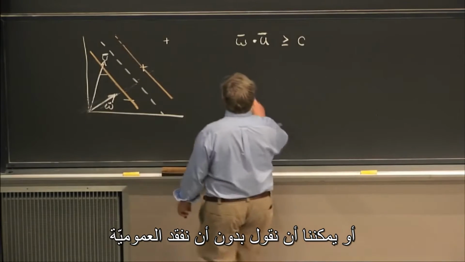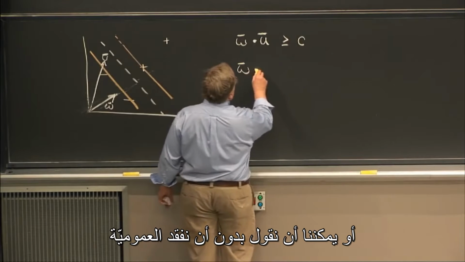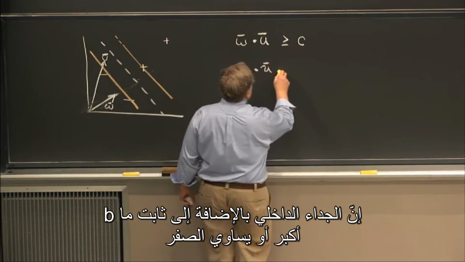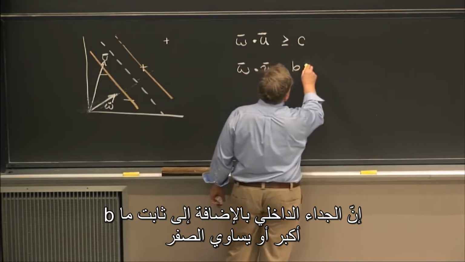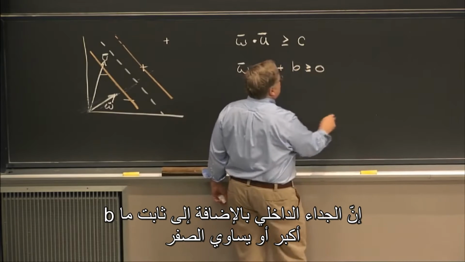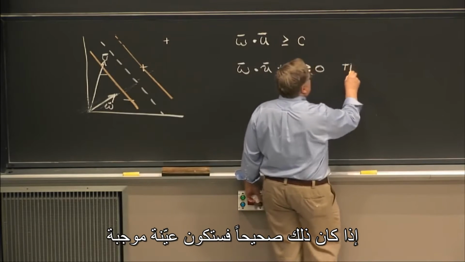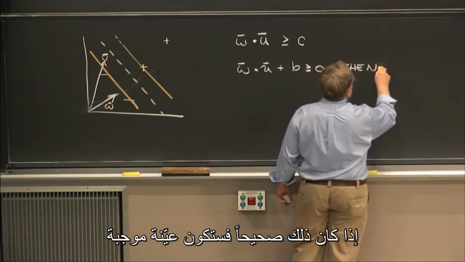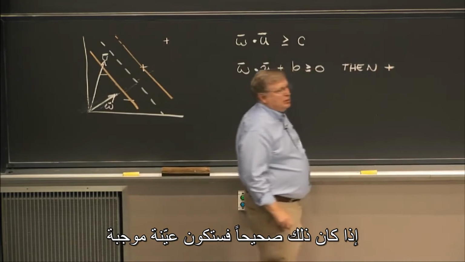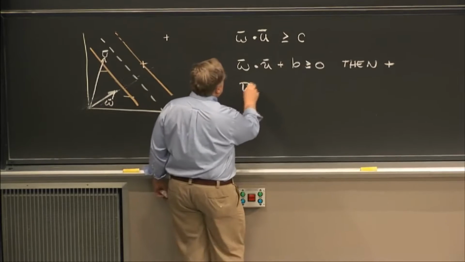Or we could say, without loss of generality, that the dot product plus some constant b is equal to or greater than 0. If that's true, then it's a positive sample. So that's our decision rule.